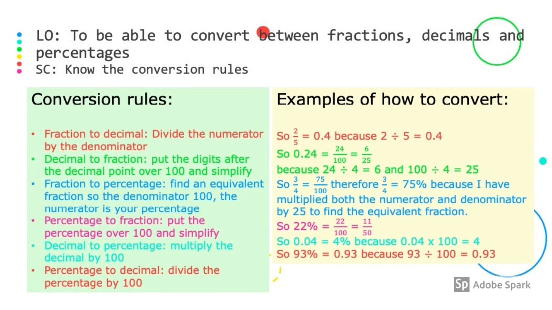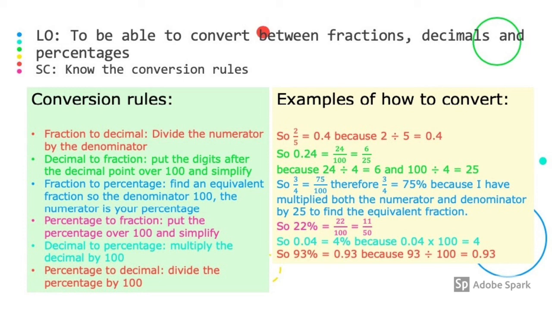Earlier on in this presentation, I mentioned that I'd be showing you some conversion rules, and here they are. You'll notice that on the left are the rules, and on the right are some examples of how you actually do this. So, when we're trying to convert a fraction to a decimal, we divide the numerator by the denominator. So, 2/5 equals 0.4 because 2 divided by 5 equals 0.4. And do you remember when we did this in a previous lesson, we did short division to help us do this.